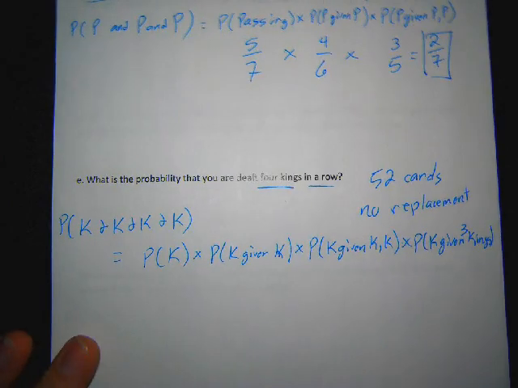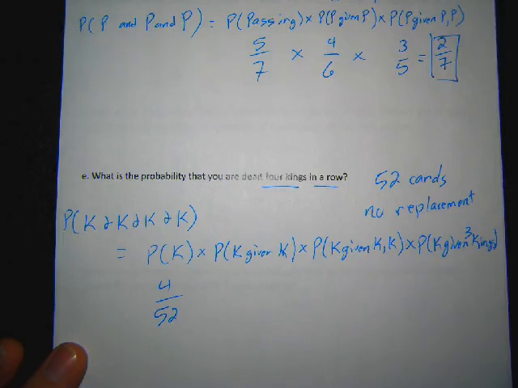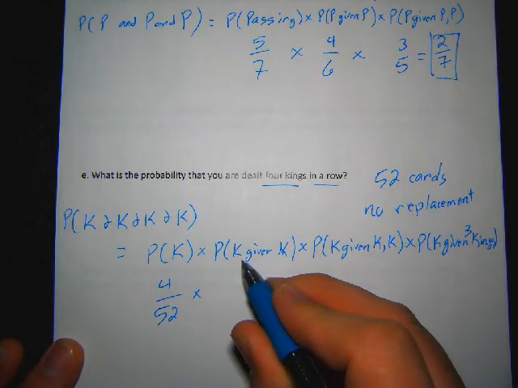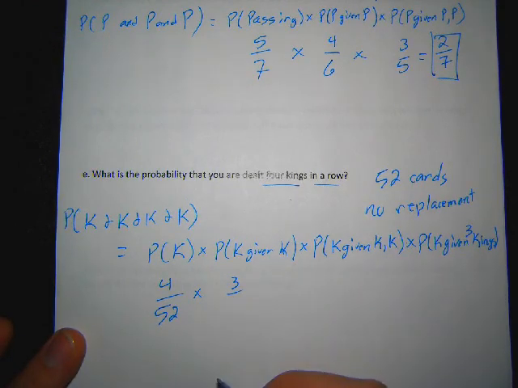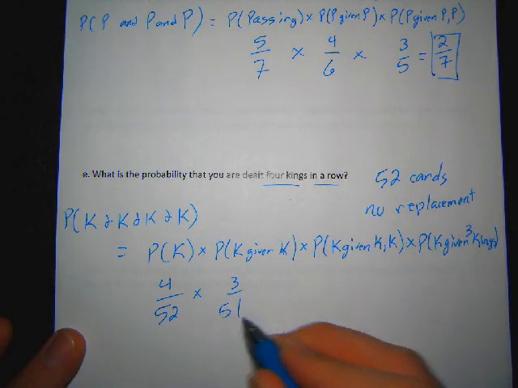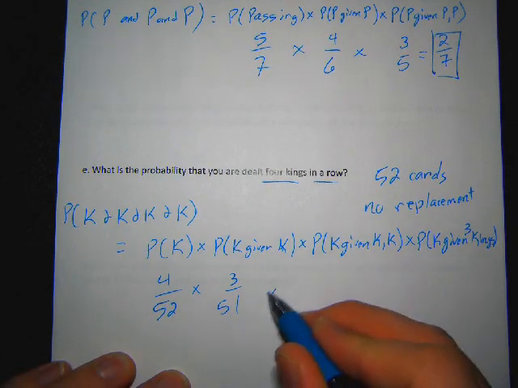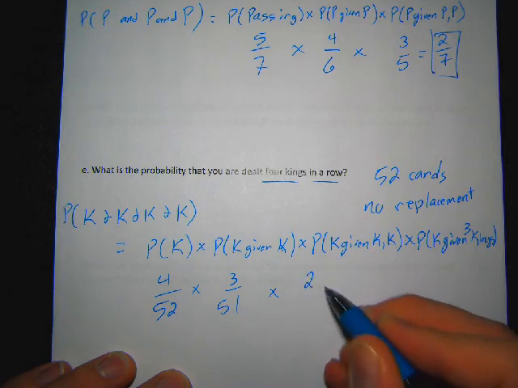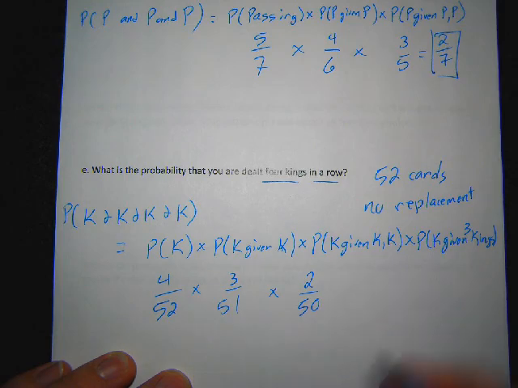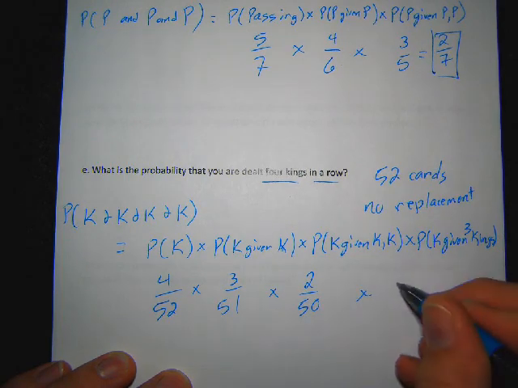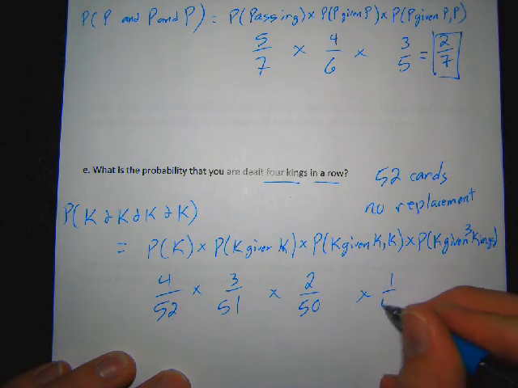So the first king, out of our deck, we have 4 kings out of 52 cards. Not a big deal. The next one, we want to draw a king, but we've already drawn one of the kings. So now there's only 3 kings left out of 51 cards left, because we removed one of the cards, which is a king. That's why both of these have gone down. The next one, now there's 2 kings left out of the 50 cards left, because we pulled out 2 cards. And then the last one, now there's only 1 king left because we drew the first 3 kings. There's only 4 kings in the deck, and this is now out of 49 cards.